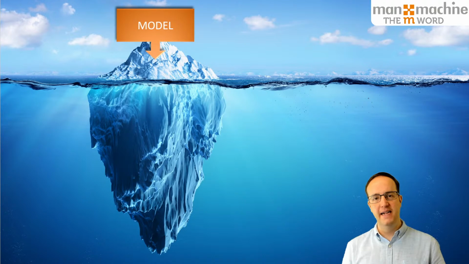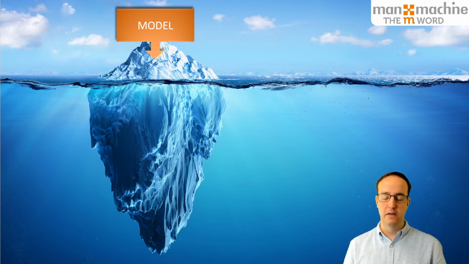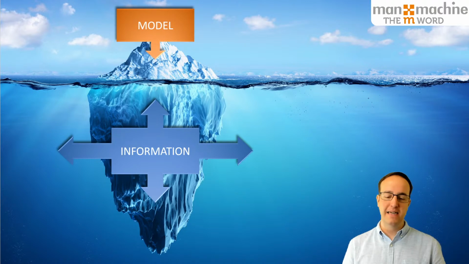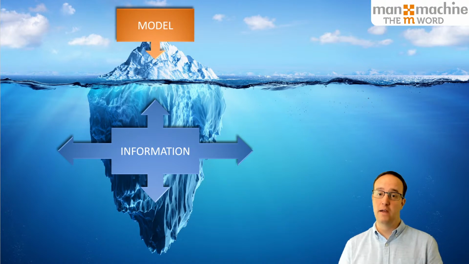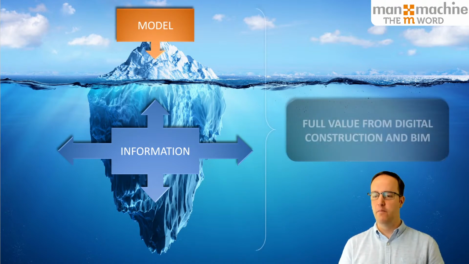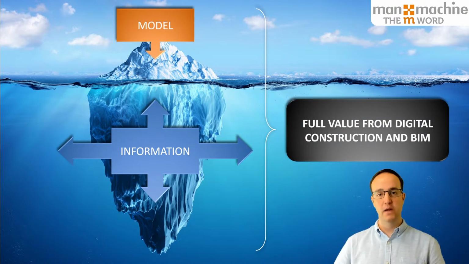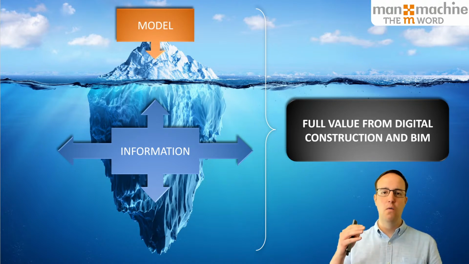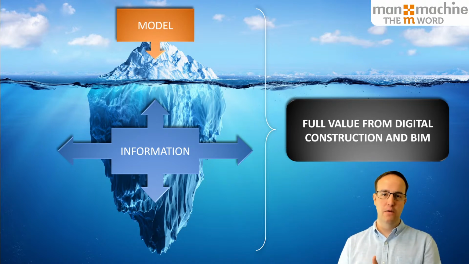The bit that's more complicated and actually probably more important is what's underneath that sea level, which is all of the information and data regarding the different standards that you're aligning to, the classification systems, how that particular equipment works, the asset management information for that equipment, and so on and so forth. So to get the full benefit of digital construction and building information modeling, and it's the same for Industry 4.0, it's looking at that whole picture, and you don't see the value unless you have that whole iceberg or that whole picture.